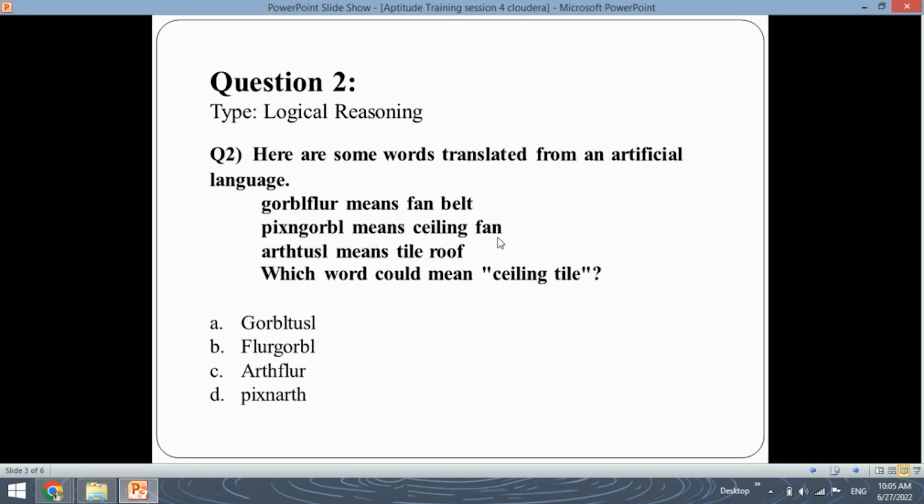Earth tussle means tile roof. Okay, so these are the three representations or translations that have been given. So which word could mean ceiling tile? By referring to all these combinations, we need to find out how ceiling tile shall be represented in this particular language. Okay, so based on these examples, you can understand, see, ceiling and tile.